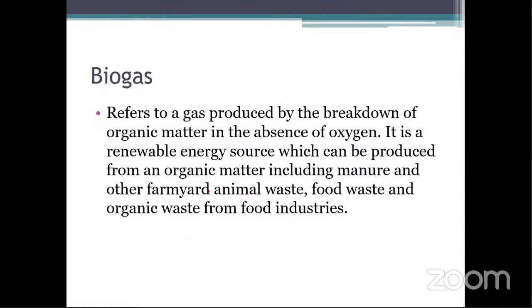All right, let's talk about biogas. Now, biogas is when you break down organic matter. So like fruits and vegetables and peelings that are spoiled, and you throw them out. It is a renewable energy source, and you can use it. It can come from organic matter. You can use manure, farmyard animal waste, food waste and organic waste from the food industry. So any old food that you throw out, animal waste, manure, things like that, you can use to produce biogas.